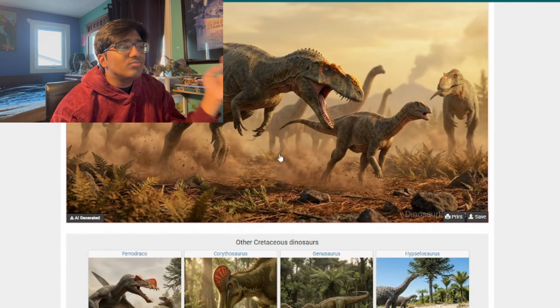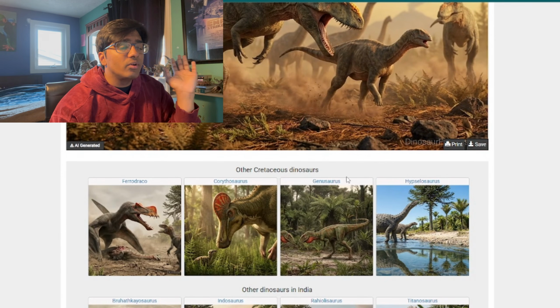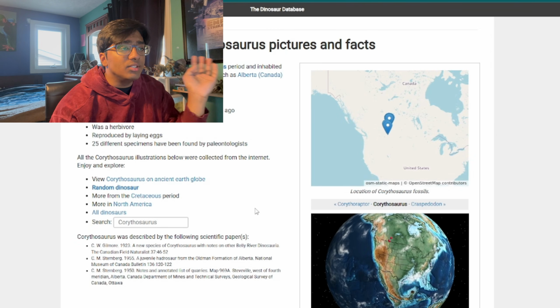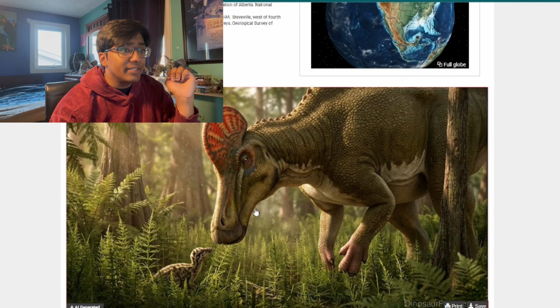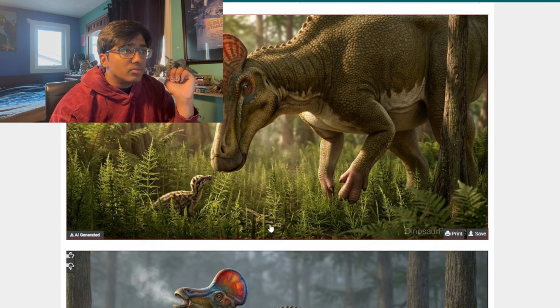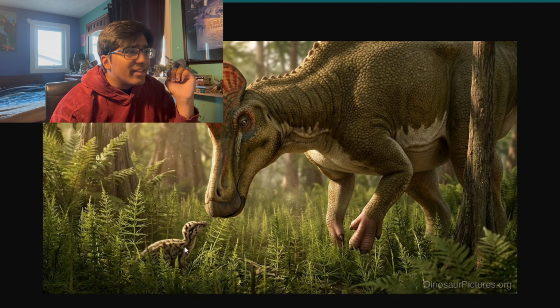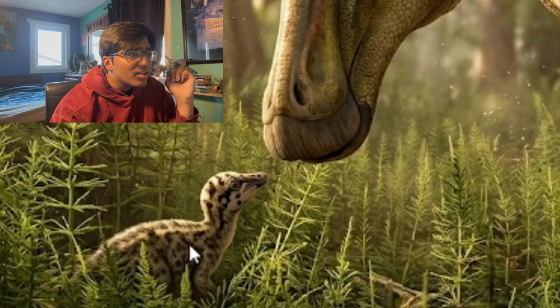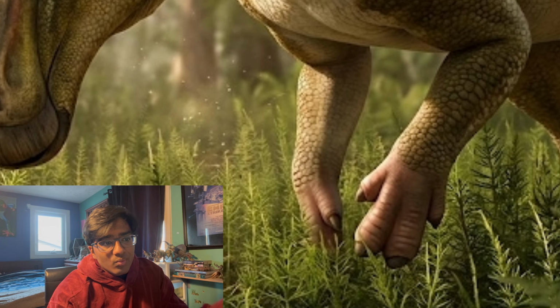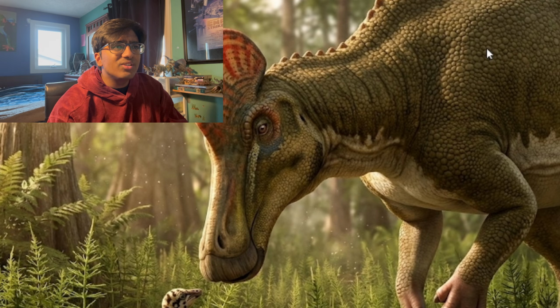I don't, what? Let's look at a more, okay, Corythosaurus, that's a pretty well-known dinosaur. Maybe this will be interesting. We have, is that a feathered Corythosaurus chick? Or baby or whatever? What's going on there? And what's going on with the hands? And these scales are so big. Corythosaurus did not have scales this big.